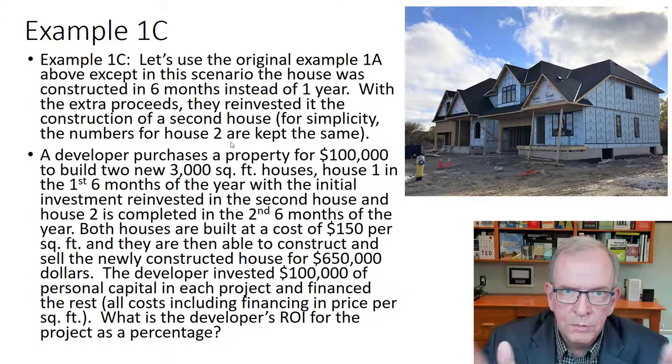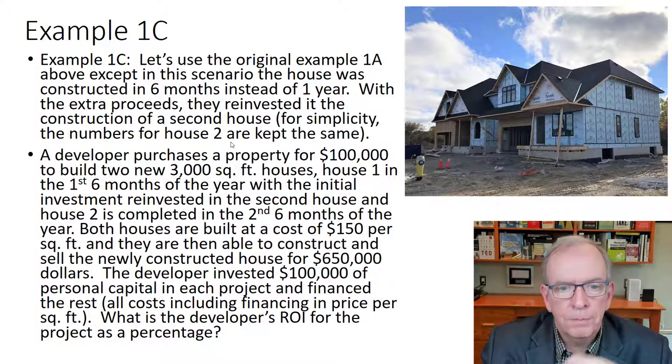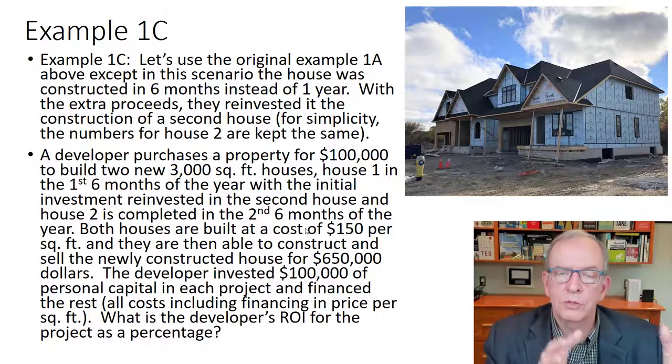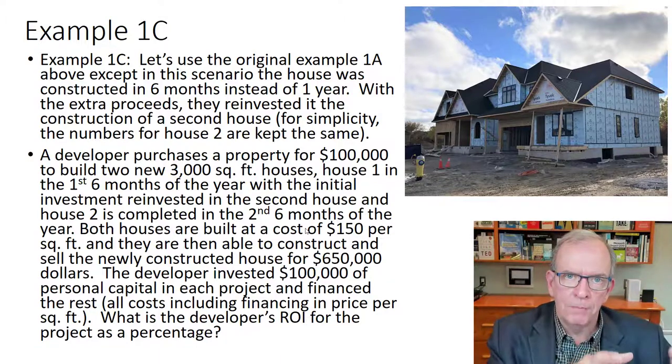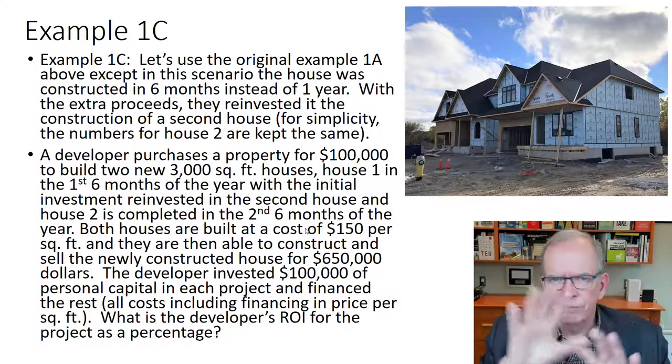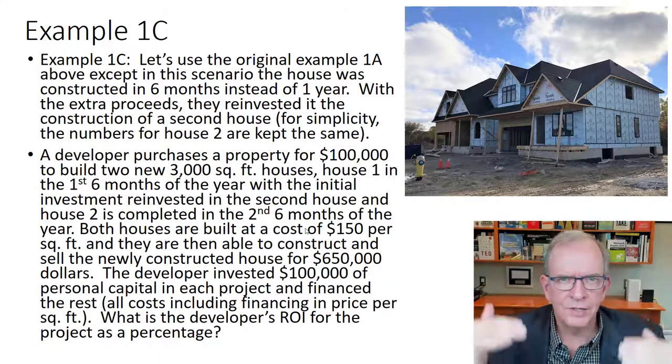And instead of in 1 year building one house, we're going to build two houses using the same money. So the developer purchases the property for $100,000. They build two new 3,000 square foot houses. So you're assuming they bought the property of one, and then 6 months later they bought the property of the other. It's kind of very clean, but probably not as clean as in reality.